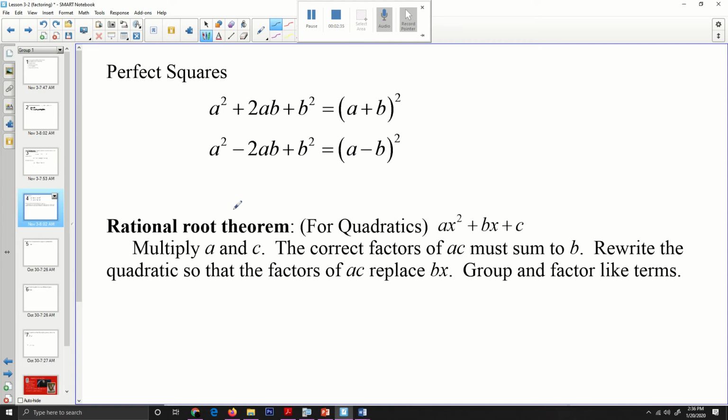And then a rational root theorem for quadratics. If you're asked to factor something that looks like this, what you can do is multiply a and c, and then the correct factors of ac must sum up to b, and we can then rewrite the quadratic so that the factors of ac replace bx, and then we will group and factor like terms, and I'll show an example of what I mean by that here very shortly.